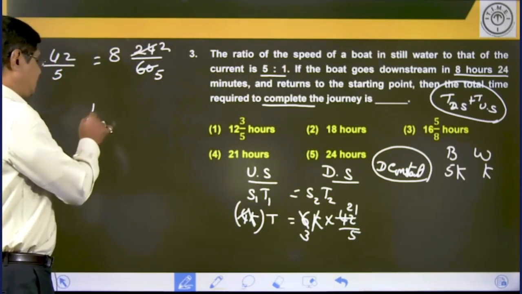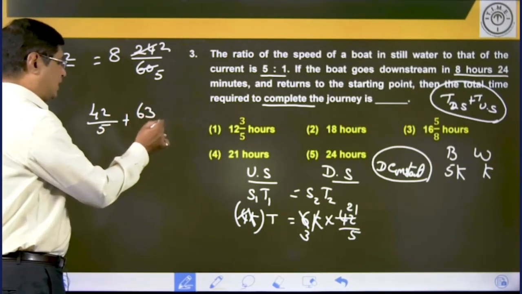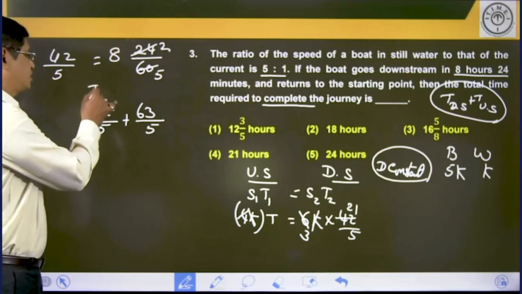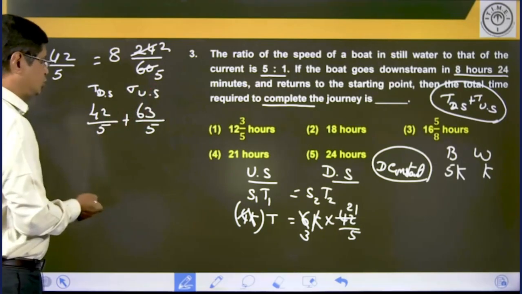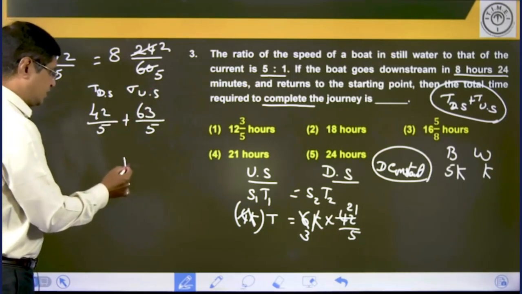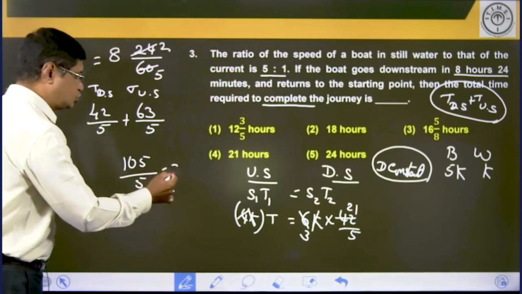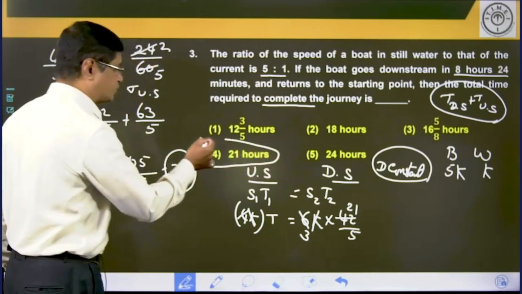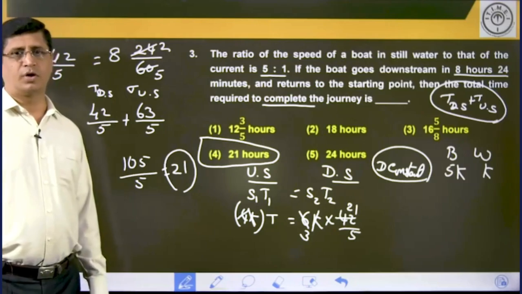So 63 by 5 and 42 by 5. Sum of these two, this is the time in downstream and time in upstream. By adding these two, we get the total value. What is that? 105 by 5, which is equal to 21 hours. 21 hours means option number 4. Right choice is choice 4.